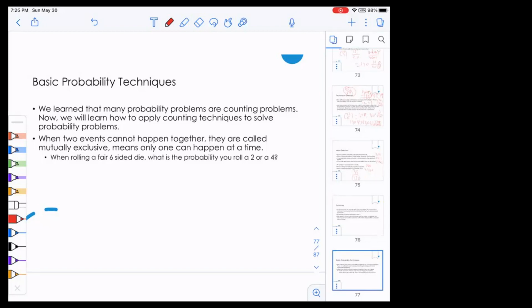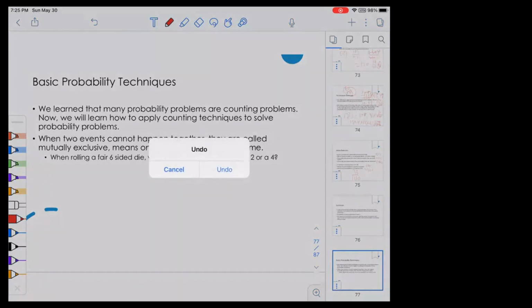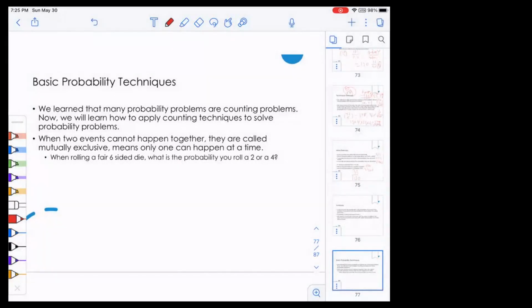So the demonstration problem: when rolling a fair six-sided die, what's the probability you roll a 2 or 4? So here we go. There are 6 equally likely outcomes, and there are 2 successful outcomes, which is when you roll a 2 or 4. So then that would be 2 out of 6 or 1 out of 3.